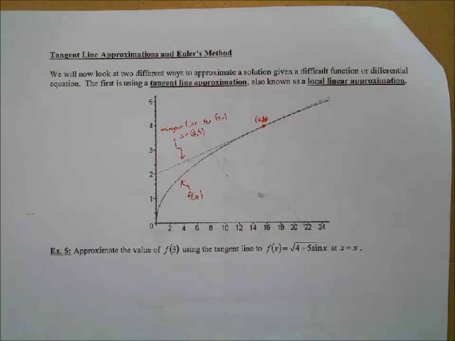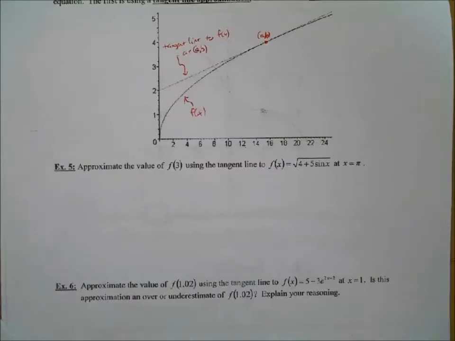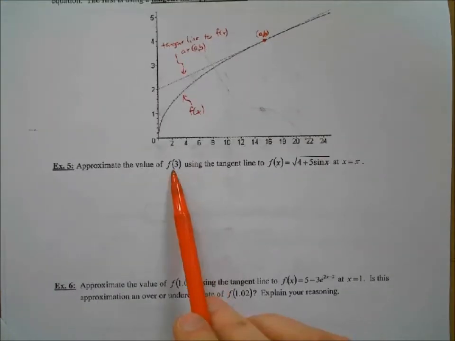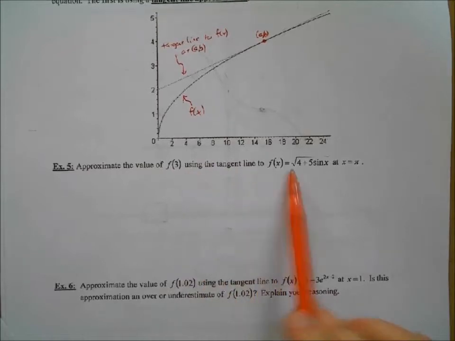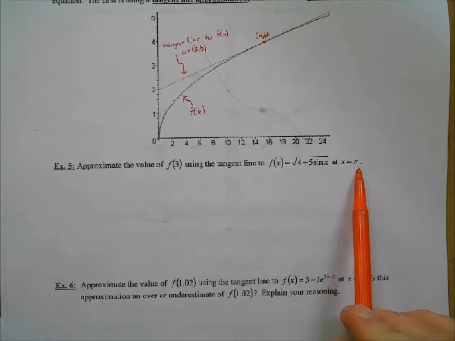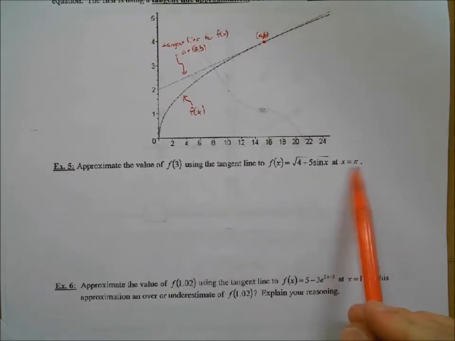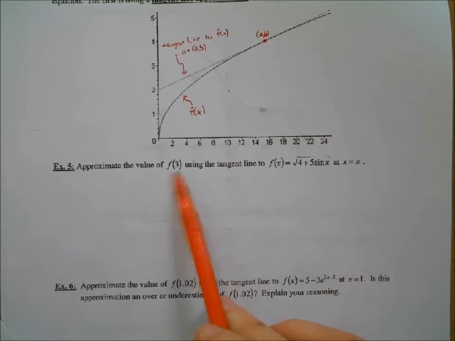And so for these first two examples, we're going to be writing the equation of a tangent line and then using that tangent line to approximate a particular value of a function. Number 5: approximate the value of f of 3 using the tangent line to f of x at x equals pi. So we're going to use the x value of pi to approximate the function value at 3.